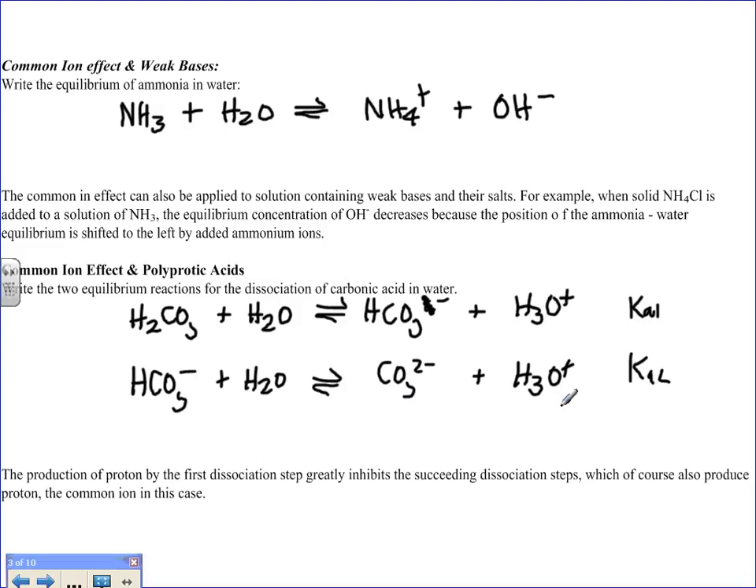What we have to keep in mind is that the first reaction, the substances that are left at equilibrium, are going to affect the second reaction. So if I've got A amount and B amount of these two ions at equilibrium from the first one, those are going to be my initial values for the second equilibrium. And what this means is that we've got a common ion of H3O+ for the second equilibrium. So the loss of the second proton is greatly inhibited by the presence of the H3O+.